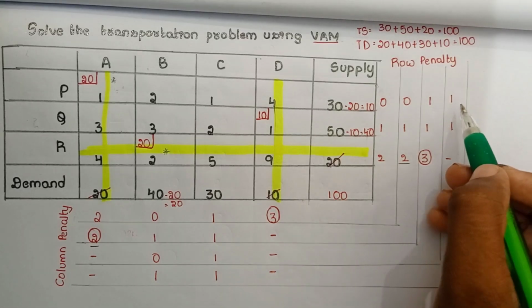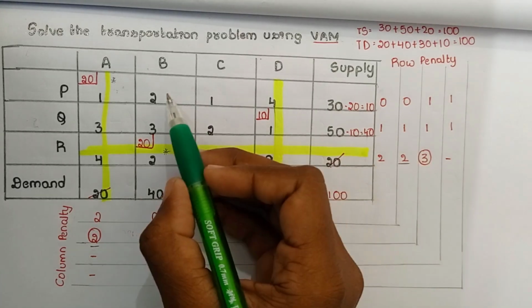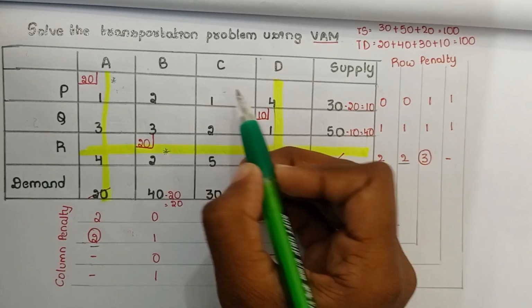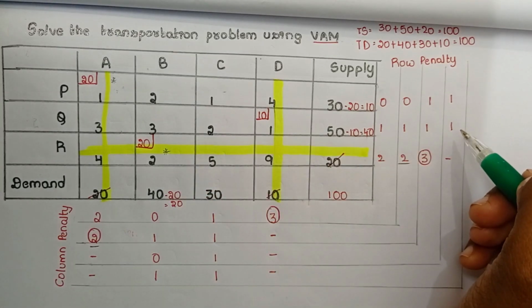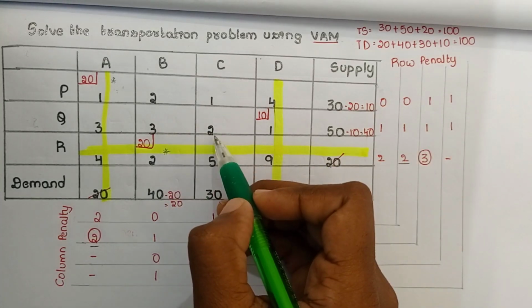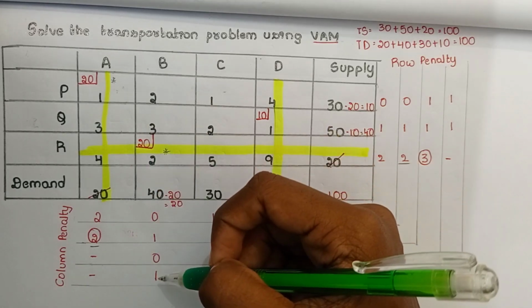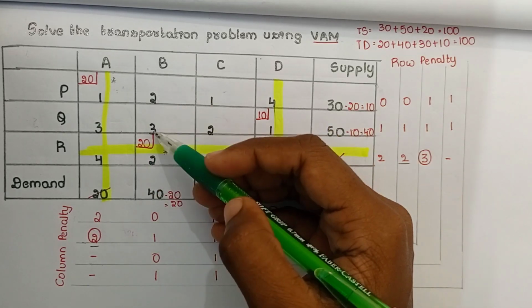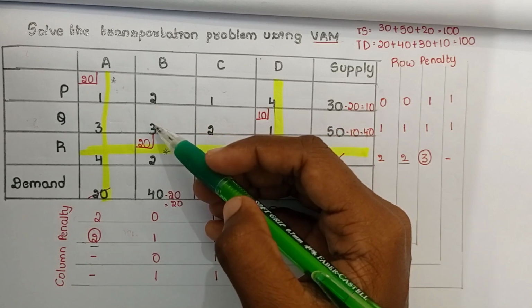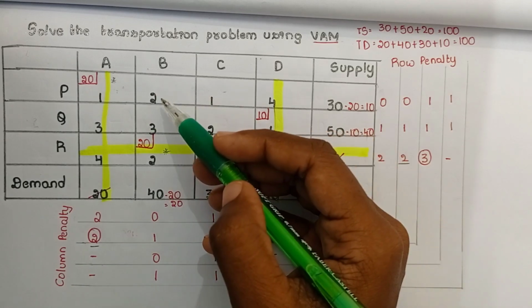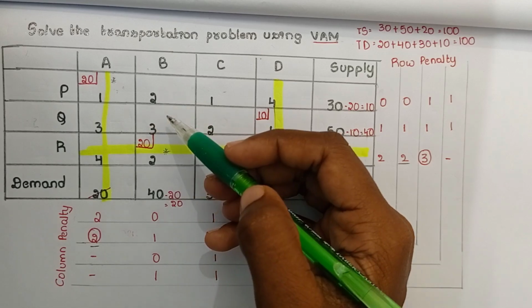So when I consider this one, the values will be 2 and 1. So the least among this is 1. Okay, so when I consider this one, the values are 3 and 2, which is greater than 1. So I will not select anything here. When I select this one, among this value, the 2 and 3, the least is 2. But when compared to 1, it is greatest. So I will not select anything here.